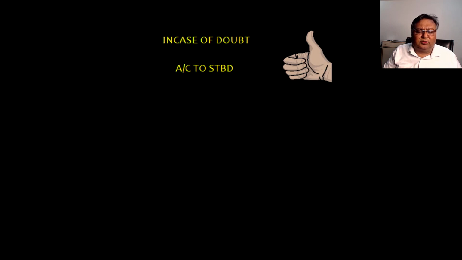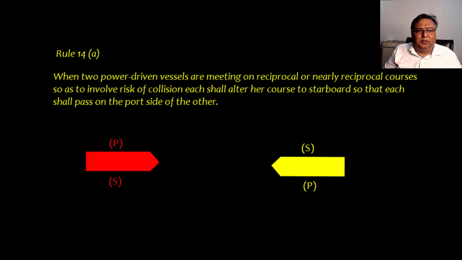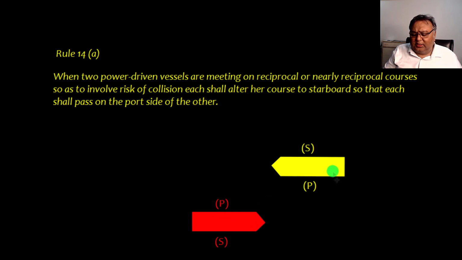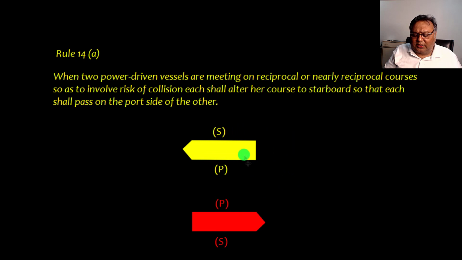Let me go back to the slide again. So here these two vessels are there. This one is going to alter to starboard like this, and this fellow will also alter to starboard like this, so they will pass port to port. Or in terms of lights, the port light is the red light, so we can also say they will pass red to red.